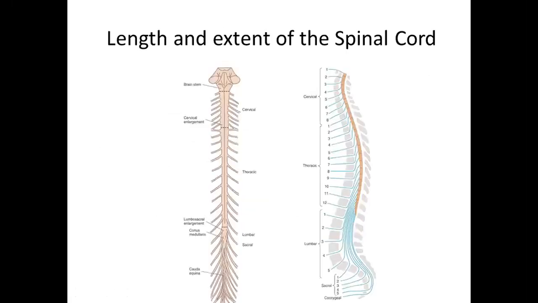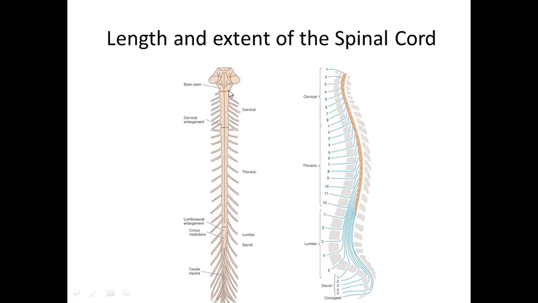Let's start with the first objective, which is the external features of the spinal cord. Firstly, the length of the spinal cord and the extent of the spinal cord. The length of the spinal cord, as we see here, this is the spinal cord. Its length in the adult ranges from 42 to 45 centimeters.